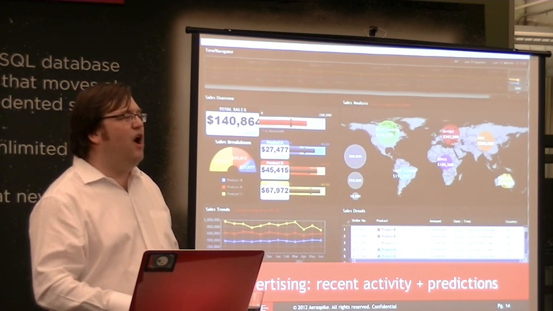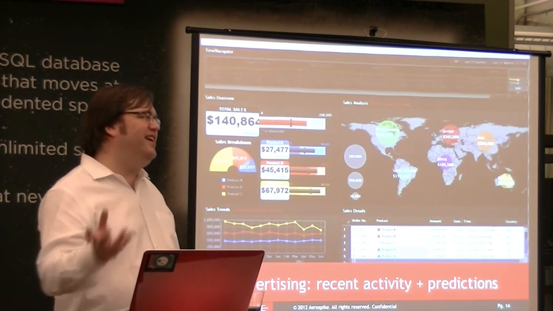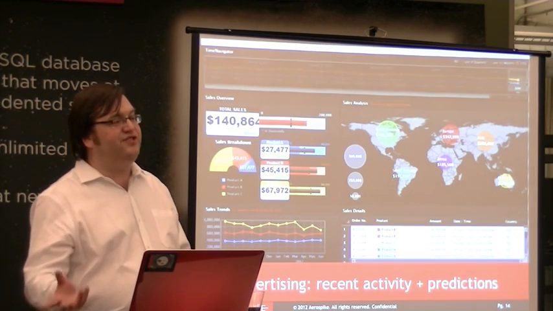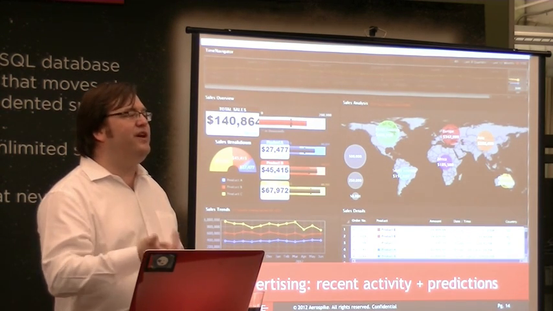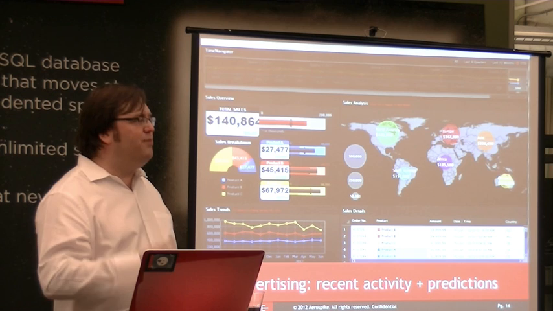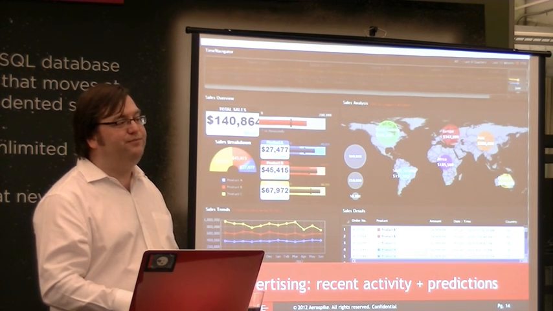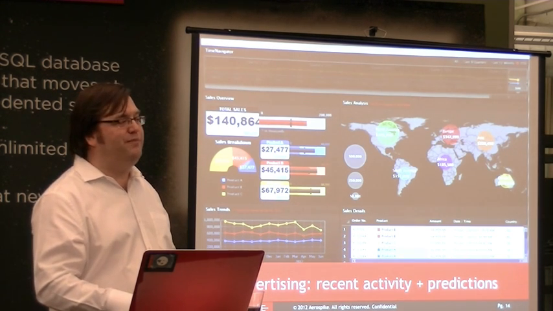So hopefully I've convinced you now that big data isn't just about Hadoop and spinning disk and petabytes. There's actually a very interesting use case within the terabyte, 10 terabyte range. And that really should be considered part of big data.